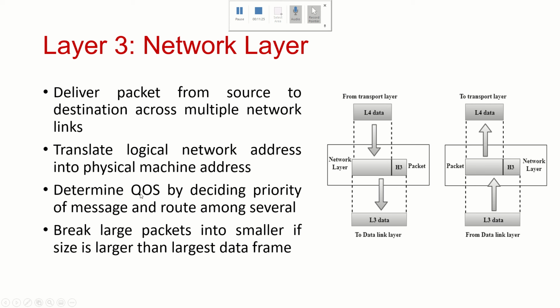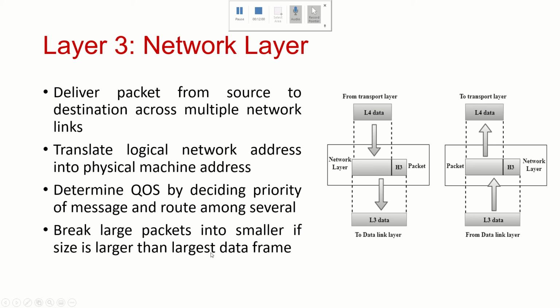Also, it determines the QoS, that is quality of service, by deciding the priority of the message and route amongst the several. That is, the network layer has the capability of deciding the priority of the message: which message has to be sent first, which has to be sent second, which can be sent later. By deciding this priority, it provides a better quality of service, so that urgent messages, which need to reach urgently, can reach the receiver side first.